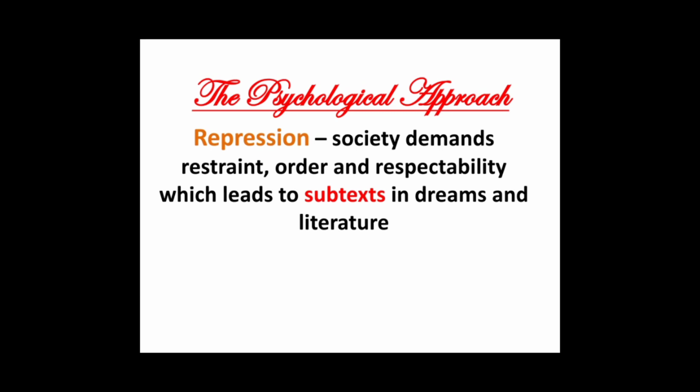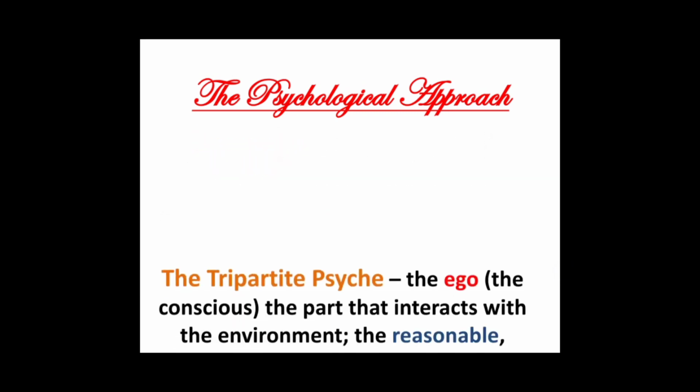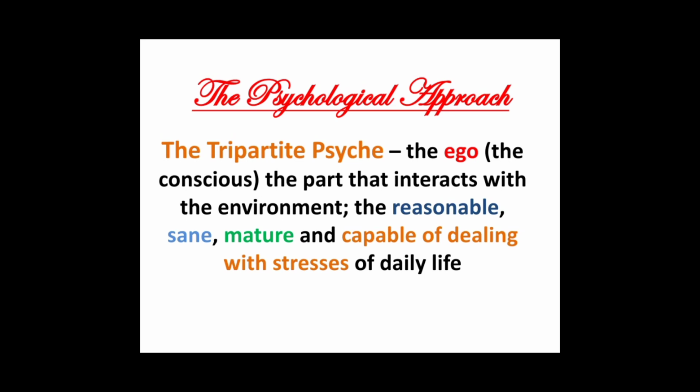Repression. Society demands restraint, order, and respectability, which leads to subtexts in dreams and literature. The tripartite psyche. The ego, the conscious, the part that interacts with the environment, the reasonable, sane, mature, and capable of dealing with stresses of daily life.